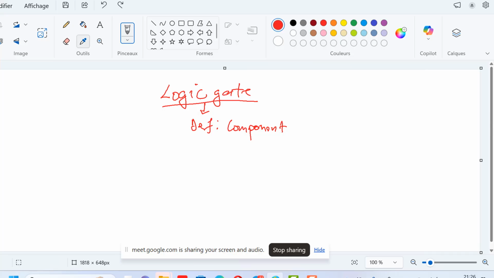Okay, so I was saying this because I'm defining logic gate, because there are questions where they will ask you to define logic gate. So a logic gate is an electronic component.